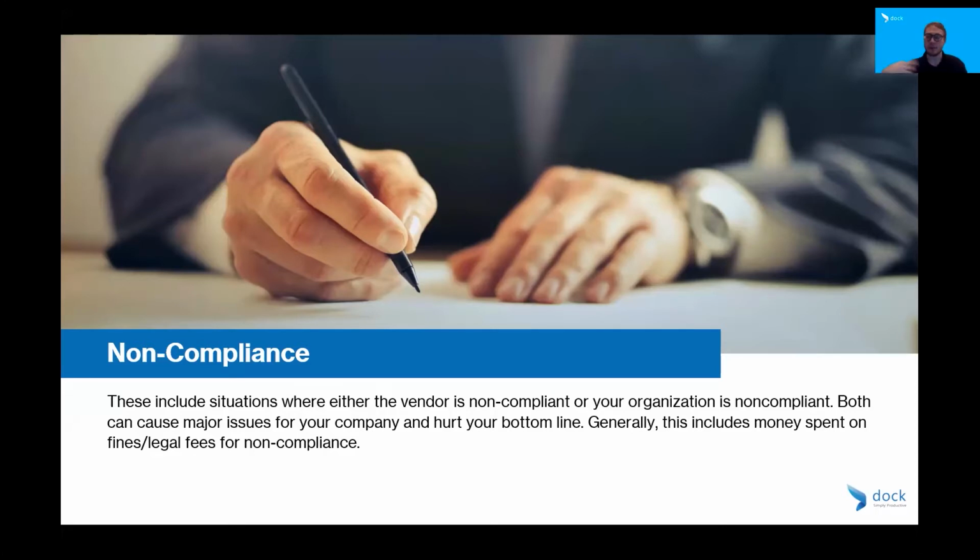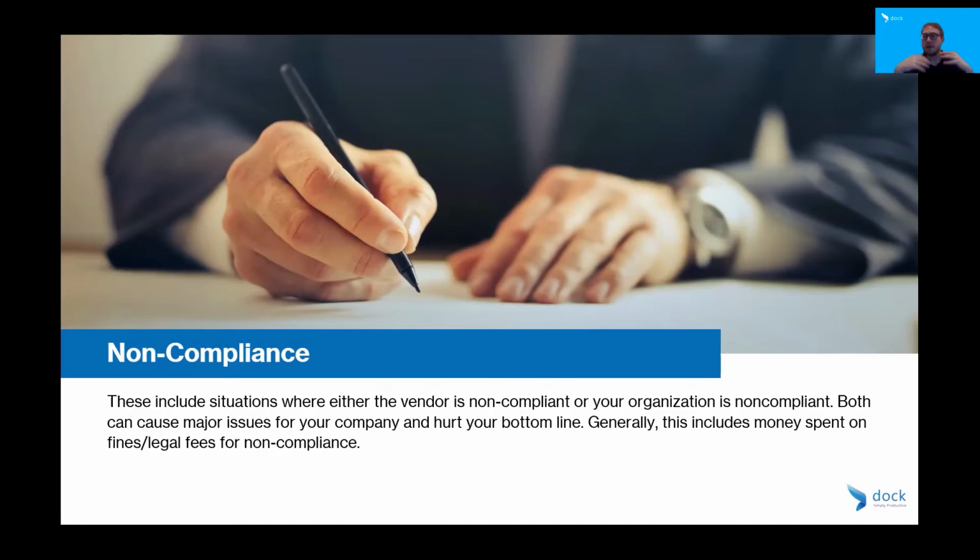And it's not just your organization being out of compliance, but it's also the vendor being out of compliance. So they're not delivering what they've promised you, or they've missed a deadline, or they run into a situation where what they've sent you is below standard. So basically they've sent you a defective product.